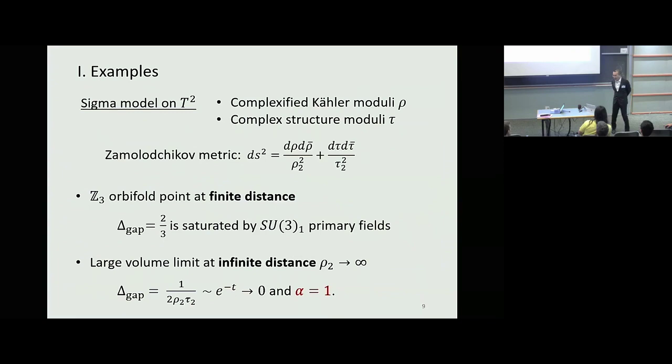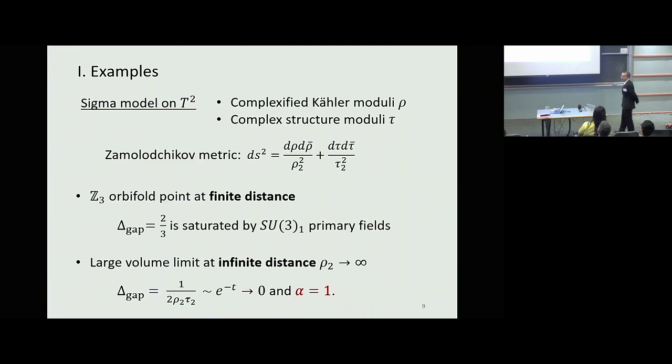Okay, so examples. The first example is a sigma model with target space tori. This is a very simple example, so this is the easy one. The moduli space is parameterized by two complex parameters, the scalar moduli and the complex moduli, and you have this Zamolodchikov metric. There are various interesting points. For example, you can have the orbifold point where you have some enhanced SU(3) symmetry, and this is at finite distance. It's a singularity of moduli space, but it's at finite distance. And in fact, there is a finite gap that doesn't decay. Now, the large volume limit is at infinite distance, and in fact, the gap decays exponentially. This is actually one of the motivations of my original work with Cameron. And in that case, alpha hits the upper bound. Okay, so this is an easy example.